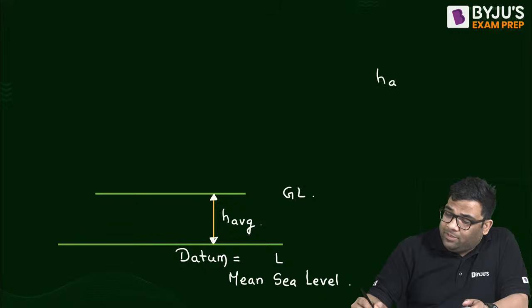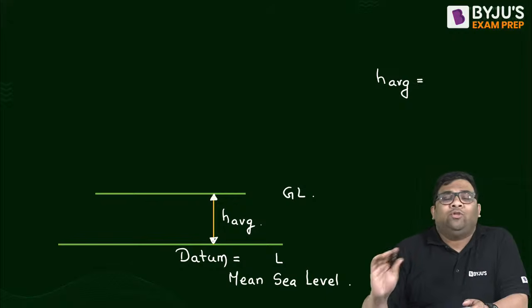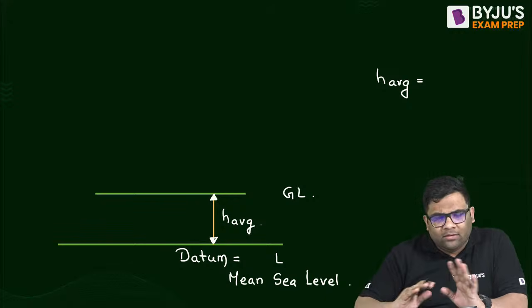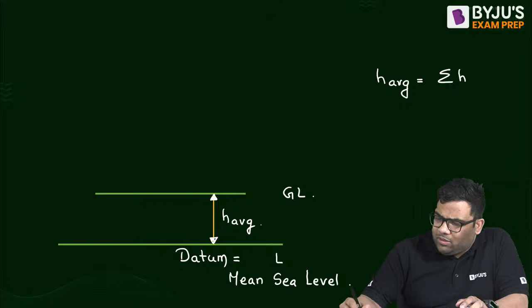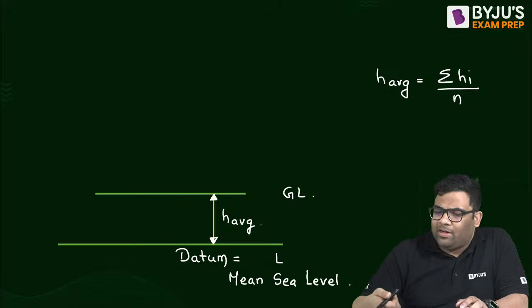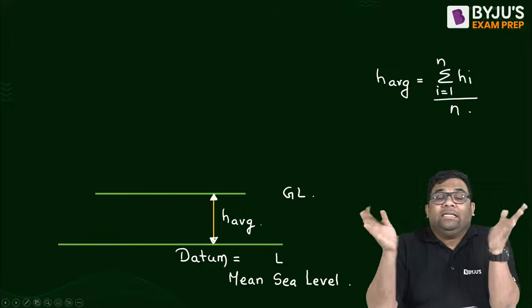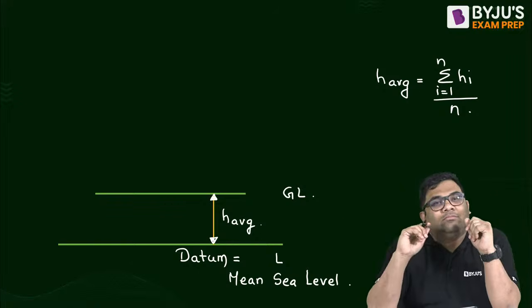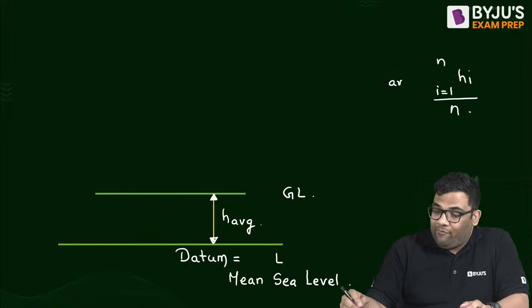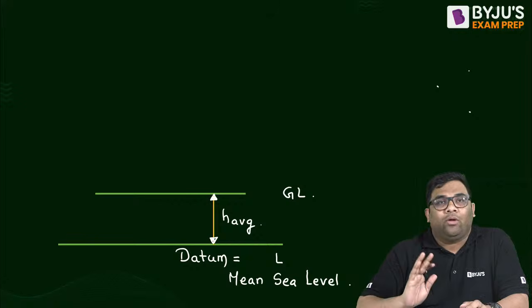So if I have, suppose, h1, h2, h3, h4, what I will do, I'll take the summation of all the h, from 1 to n, divided by the number of observations. If you have taken 10 heights, just add all of them and divide by 10. So this is the average height of ground level.